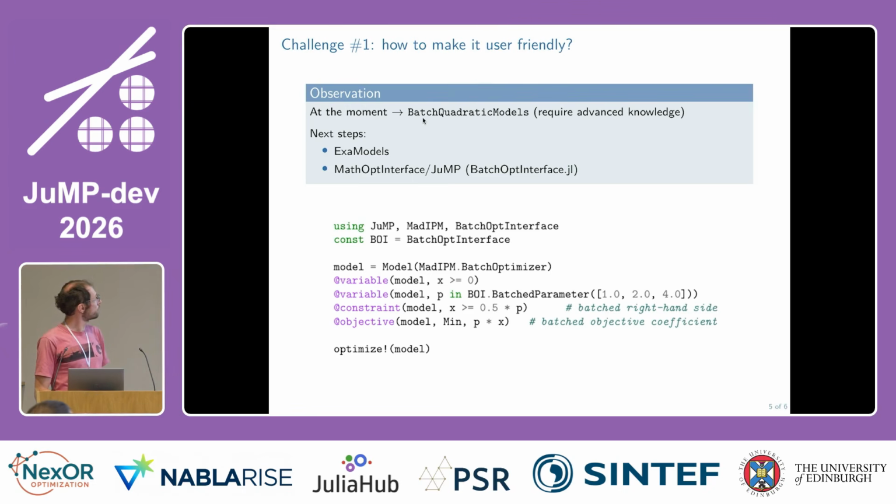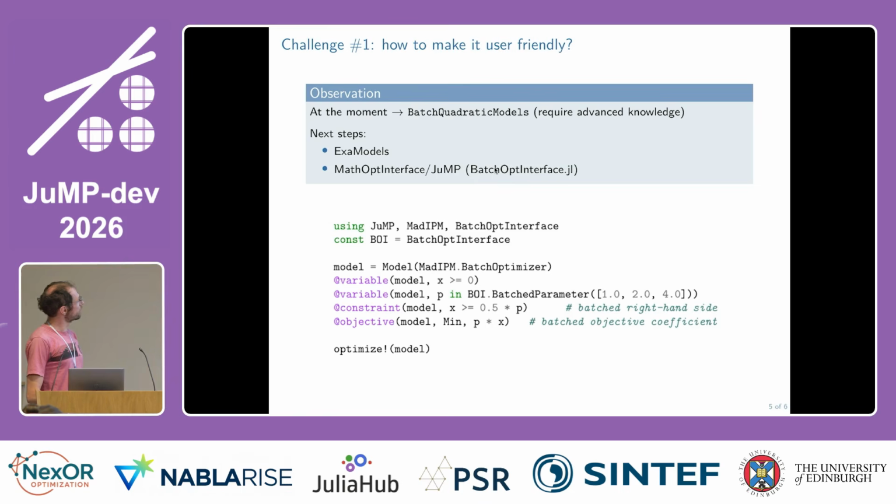So Michael has developed a new package called BatchQuadraticModels to specify all the data to MadIPM, except it's very difficult to use BatchQuadraticModels. It requires some advanced knowledge of Julia on GPU and stuff like that. So instead, we would like to plug MadIPM in batch in ExaModels, a modeler we are currently developing with Sungho and Alexis and others, and also in the MathOptInterface, because that's where most of the users are, right? I think most of us are using MOI and JuMP, right?